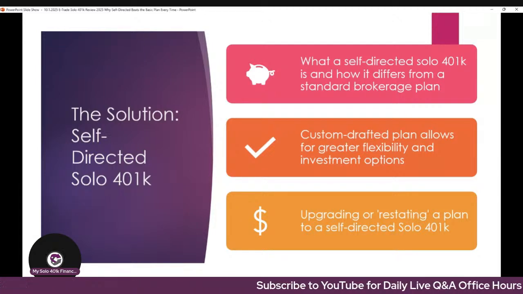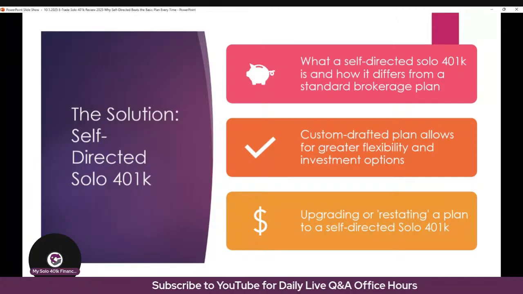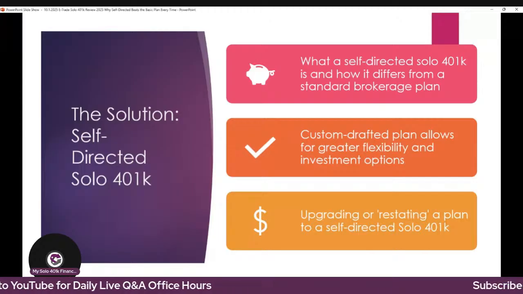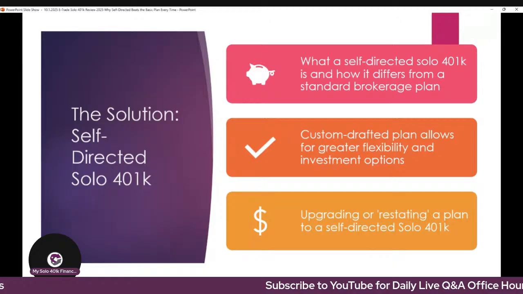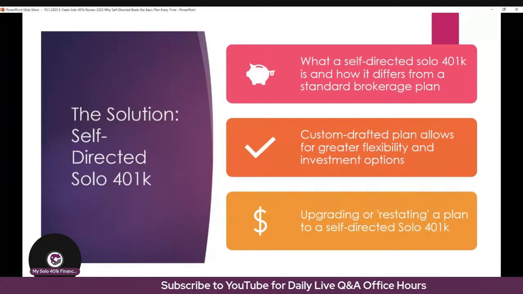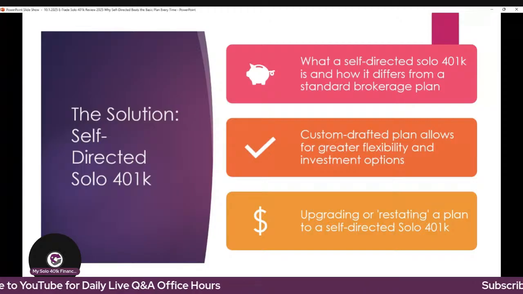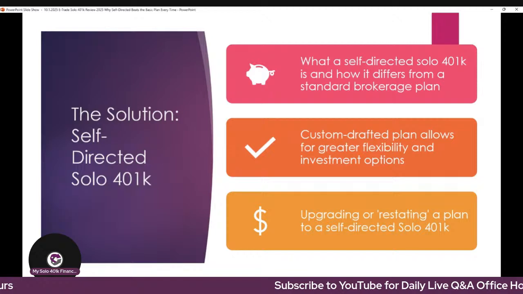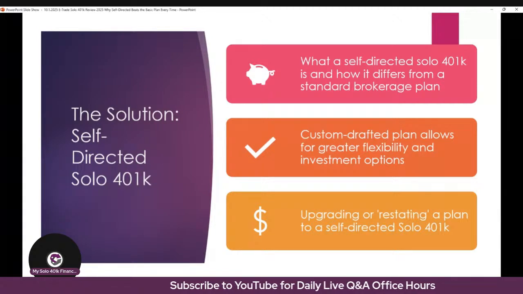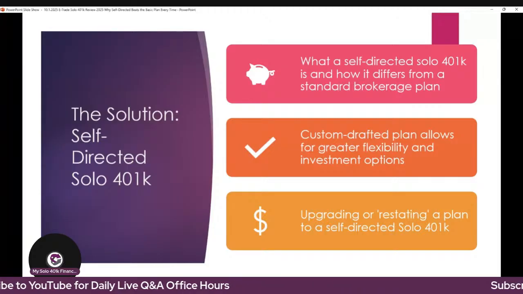Keep in mind, even if you started out with the basic plan at E-Trade, you can upgrade, or what they call restate, your plan to a fully featured plan like the one offered by My Solo 401k Financial. So I think of that not as stopping one plan and starting a new plan, but rather the existing plan continues. It's as if those basic plan documents provided by E-Trade are cut out and replaced with our IRS approved plan documents that will allow you to do what you want to do, whether it's the Mega Backdoor Roth or other objectives.